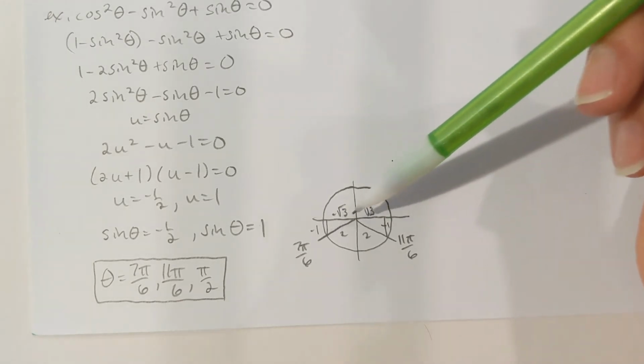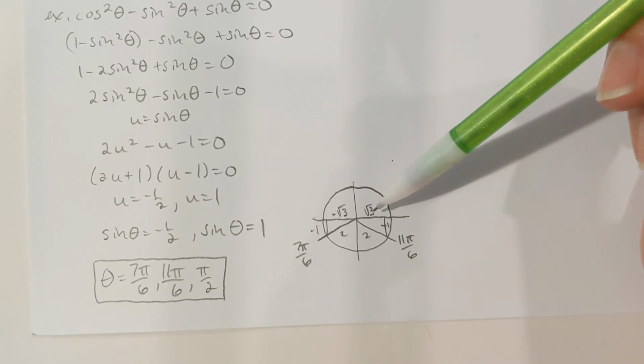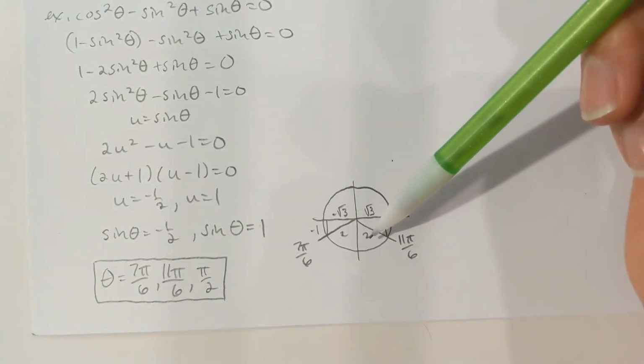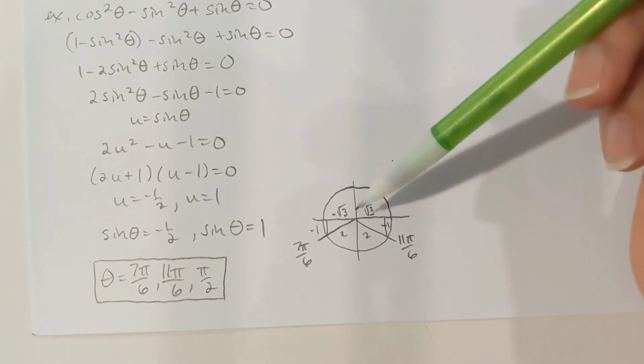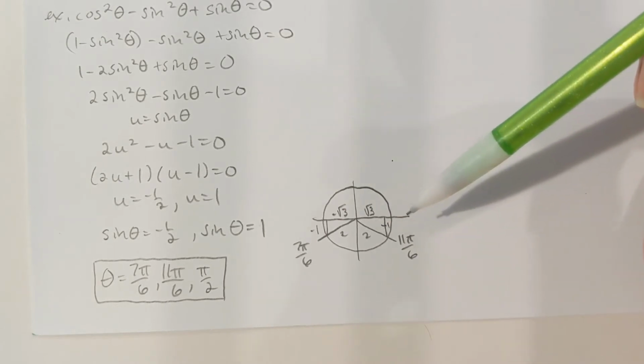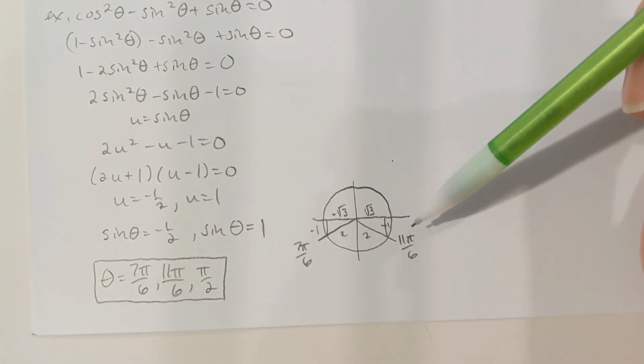If I were to flip this triangle over into quadrant 4, that would affect the adjacent side, which I don't care about for sine theta. Sine theta is opposite over hypotenuse. And so I'd still have sine theta equal -1/2 there. And we'd be looking at an 11 pi over 6 angle then.